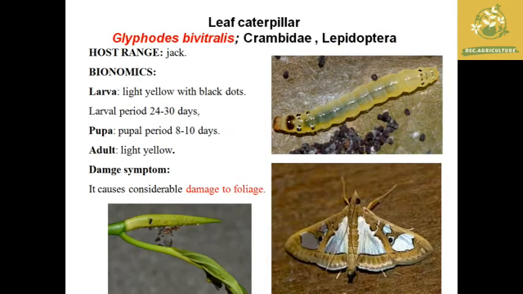spraying carbaryl at 0.1% is also an effective measure for controlling bud weevils in jackfruit areas. The next one is the leaf caterpillar, where the scientific name is Glyphodes bivitralis, which comes under the family Crambidae and order Lepidoptera. The host is mainly jackfruit.